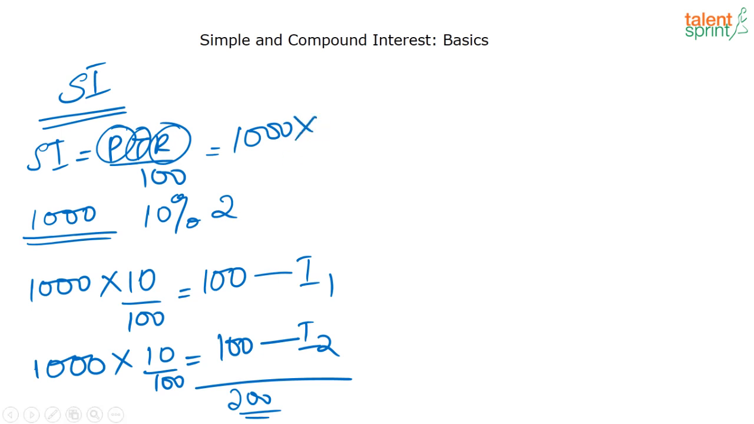Now the same thing is calculated using this formula PTR by 100, where P is 1000. What is T? T is the number of periods that you have invested it for, correct? Here T is 2 years. So 1000 into 2 into 10 by 100, and this also gives you the answer as 200.